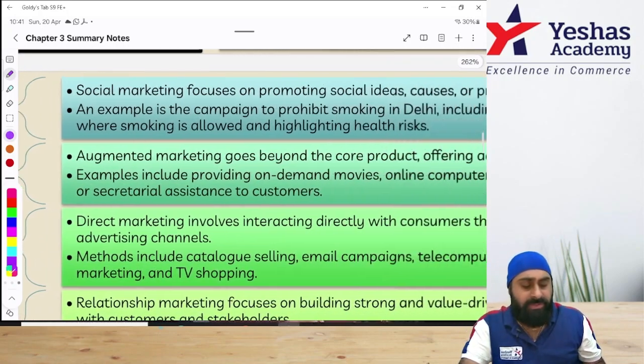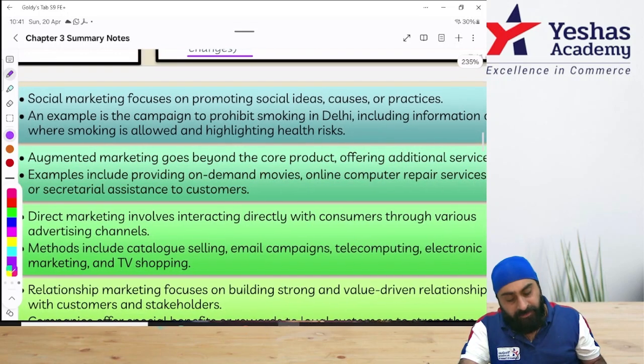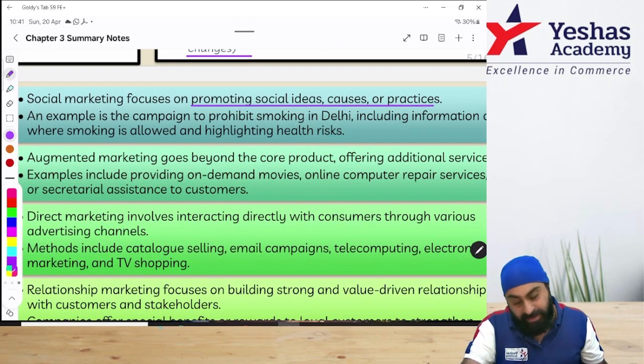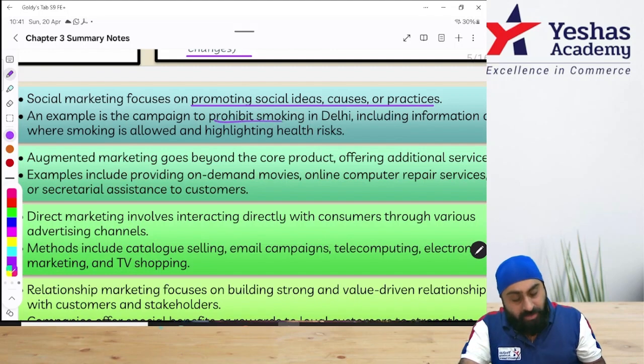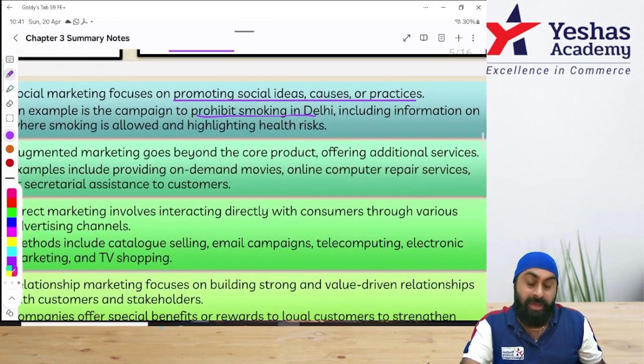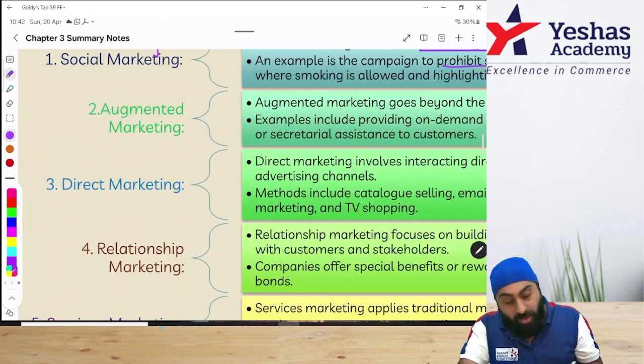Social marketing. What is social marketing? Social marketing focuses on promoting social ideas, cultures and practices. Examples: smoking should be quit, prohibit smoking in Delhi, anti-smoking campaigns. That Akshay Kumar ad is a social media marketing example. Let's go to augmented marketing.